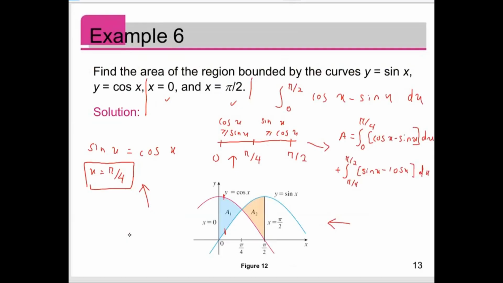All right, and then you do the process, get all required workings, and then you will get that the answer is equal to 2 square root 2 minus 2. So that will be the answer for this example.